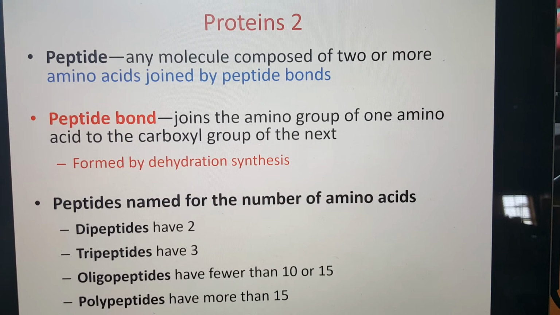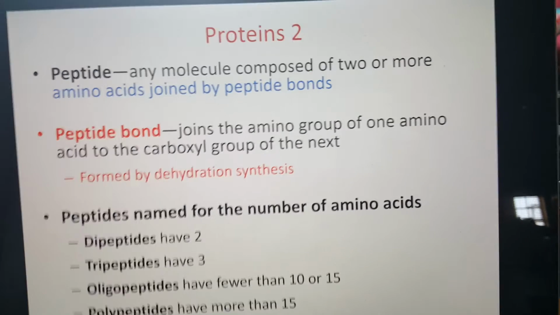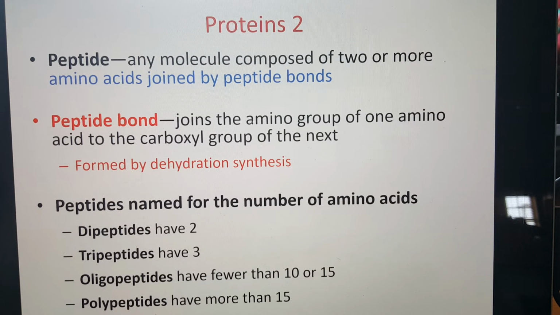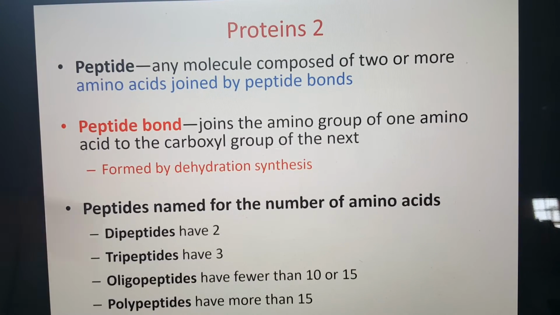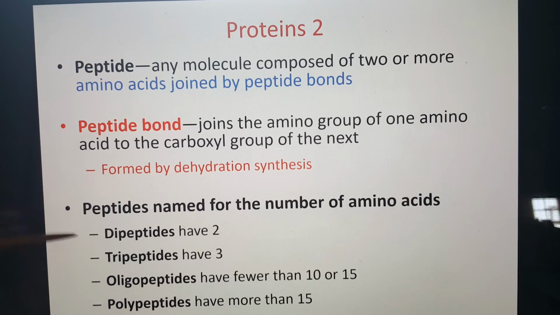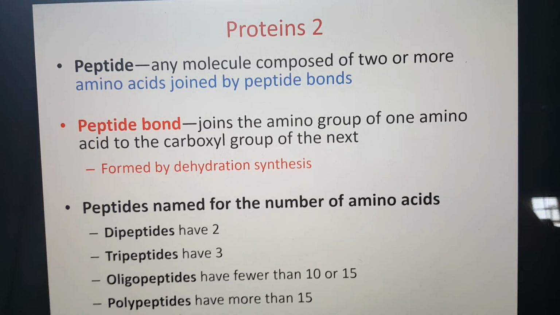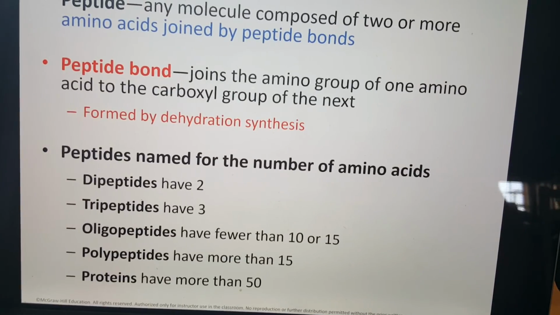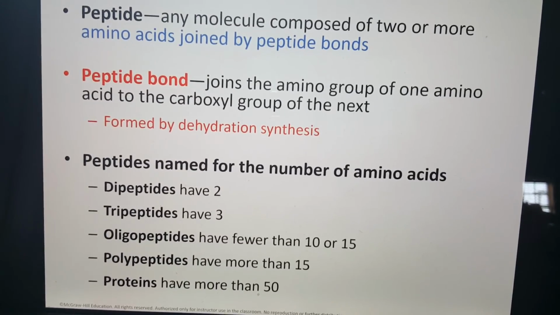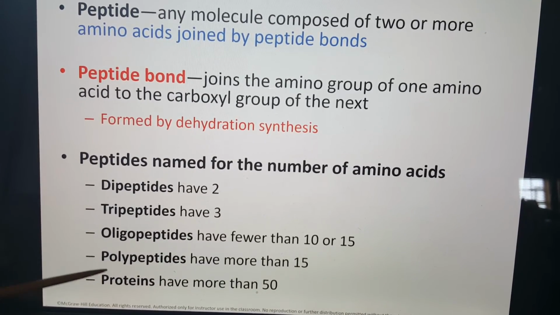So a peptide bond is made by dehydration synthesis, and that's what's going to join our amino acids to each other. We'll actually go through that process during the cell biology chapter. So we put two amino acids together: di for 2, tri for 3, oligo a little bit more, poly a bunch. Once you get to a chain of at least 50 amino acids, then it's fully called a protein.